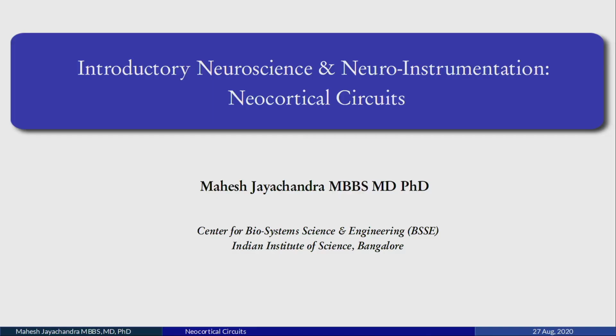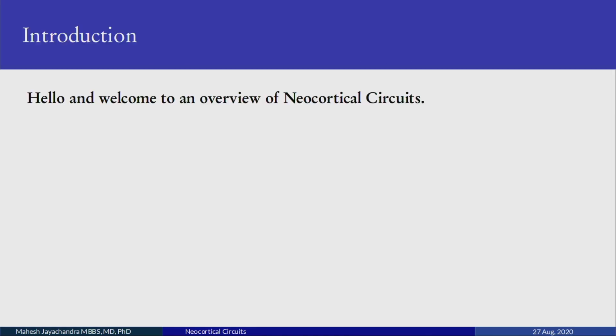Introductory Neuroscience and Neuroinstrumentation, Neocortical Circuits. Hello and welcome to an overview of neocortical circuits. These are different circuits in the brain, and this is going to be a little complicated, and you will need all the information we went over in the earlier lectures on histological anatomy of the brain.